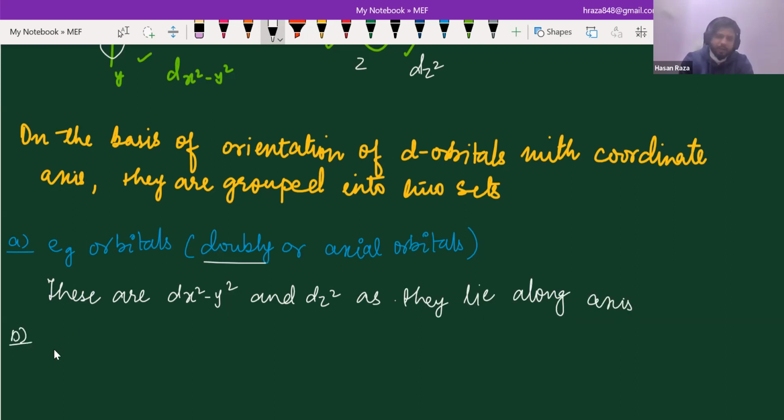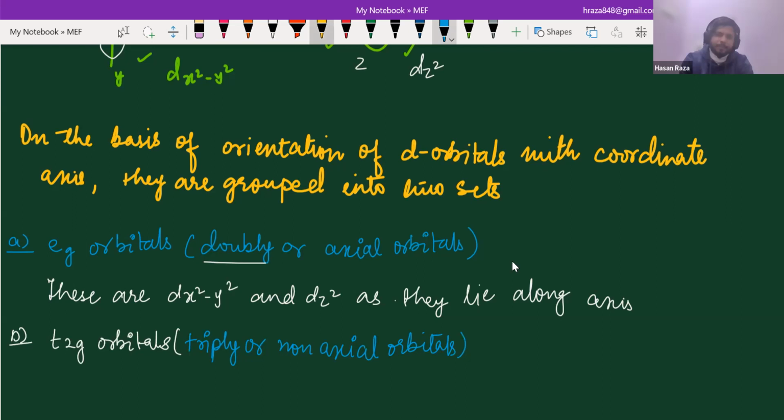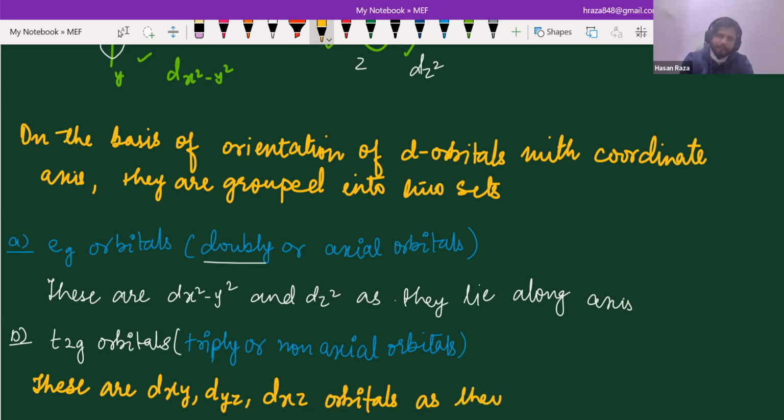And for the B, you can see T2g orbitals. And you can see here it is triply or non-axial orbitals. And here these are which lie between axes. So these are triply, that means all the three orbitals which are left, dxy, dyz, dxz orbitals, as they lie between axes.